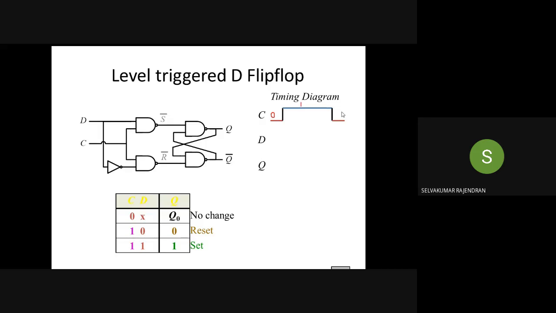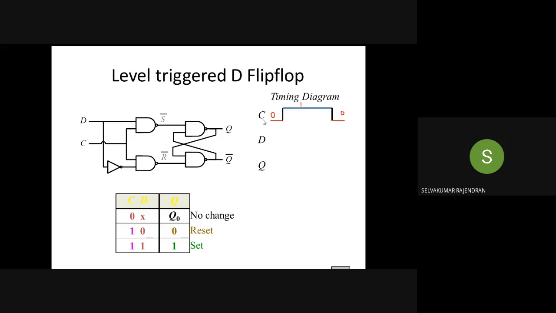Whenever the clock signal or control signal C is enabled, then only the D flip-flop produces output Q. When clock signal or control signal is 0, that is disabled, then output of D flip-flop does not change. It goes to memory state or it maintains the previous state values. That is the thing observed from this operation of D flip-flop. That can be also understood from this timing diagram.